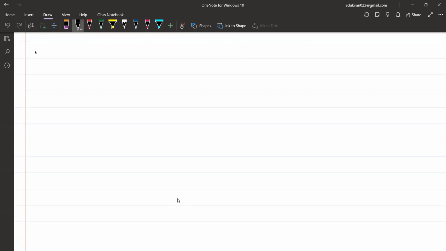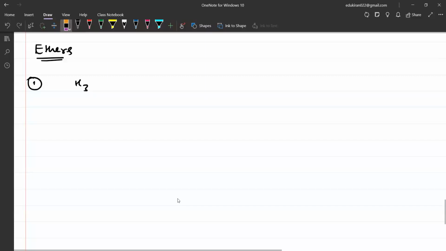I'll start with ethers nomenclature. So number 1, what are the ethers? The simplest ether is CH3OCH3. I will do both of the things: IUPAC nomenclature and then common names. So I will start with the functional group.